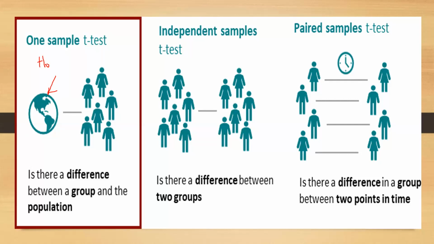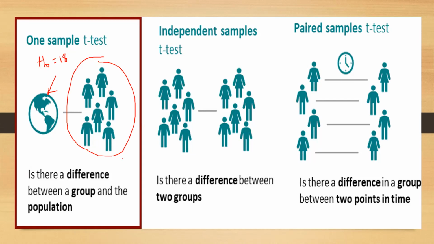A researcher is challenging me that the average age that girls get married is not 18 in Nigeria. Maybe he's saying it's even more than that, or saying it's less than that. He decided to take a sample of women, asked them when they got married, and found the average. Maybe he ended up getting 23 as the average.